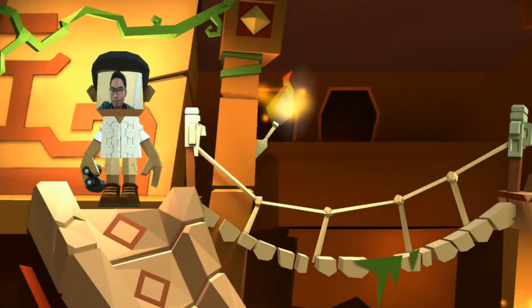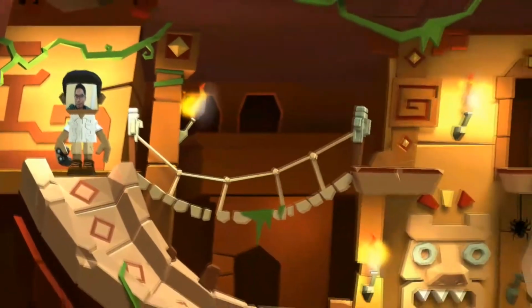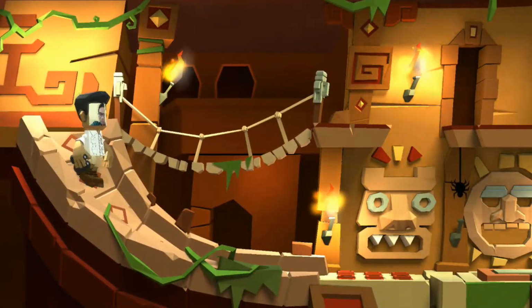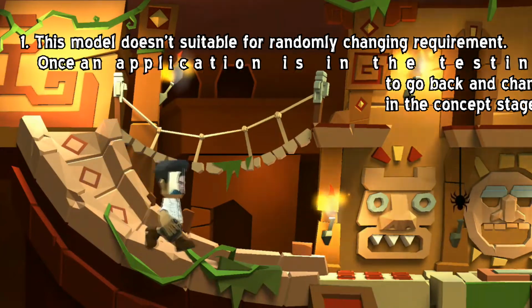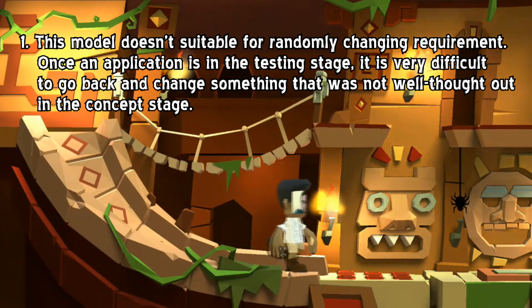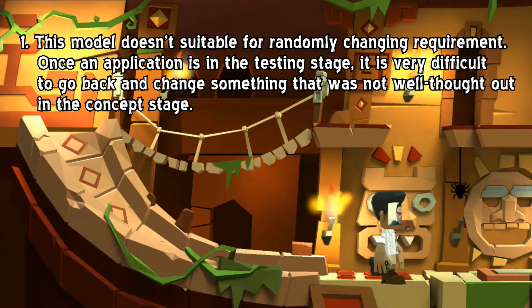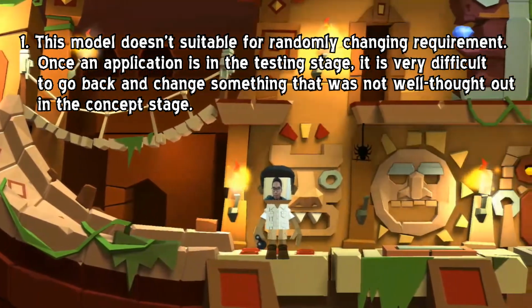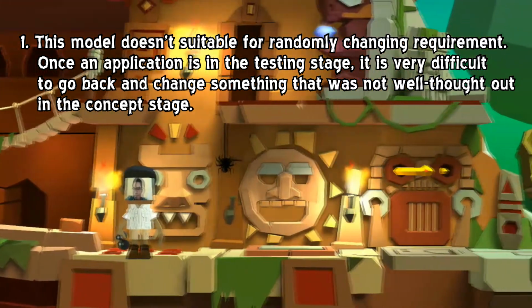This model has more disadvantages than its advantages. That's why industry came up with different models. First, this model isn't suitable for randomly changing requirements. Once an application is in the testing stage, it is very difficult to go back and change something that was not well thought out in the concept stage.